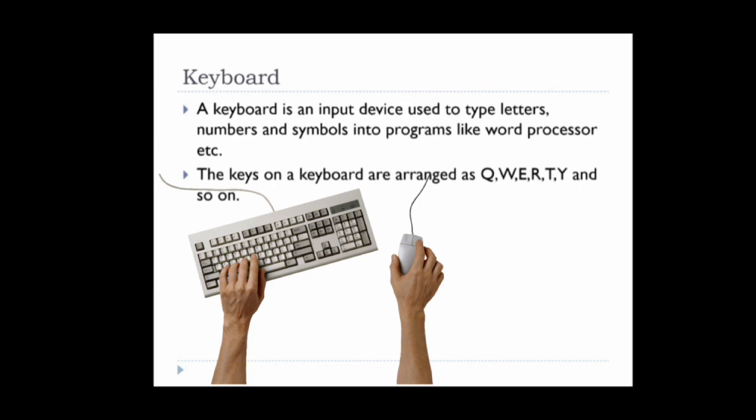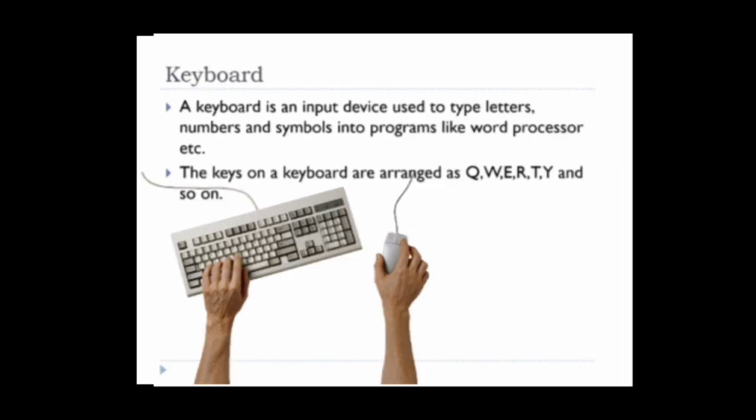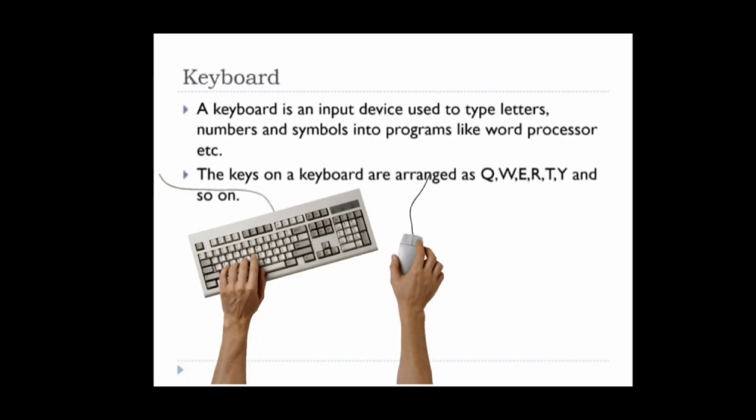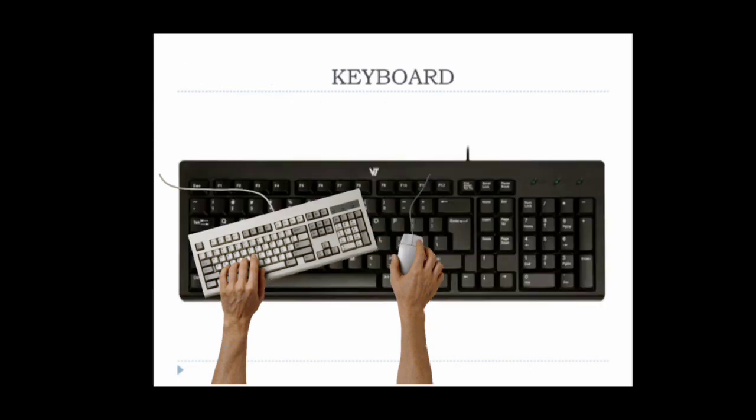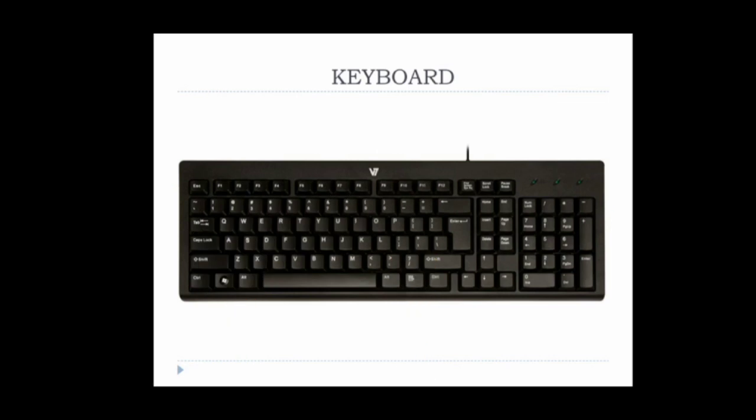Keyboard is an input device which is used to type different letters, numbers and symbols into programs like a word processor etc. The keys on a keyboard are arranged in a QWERTY keypad manner, that is, the first keys of the keyboard will be Q, W, E, R, T and Y and so on. Now here is an image of a keyboard in front of you. You can see what a keyboard looks like and you can see the QWERTY keypad starting from here.